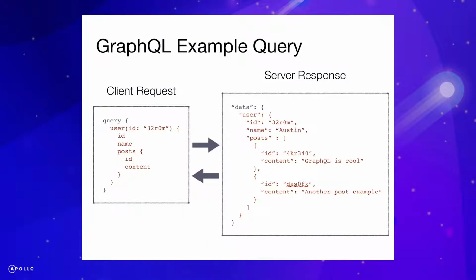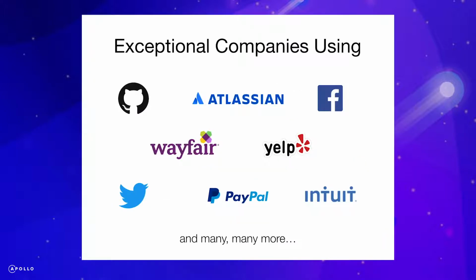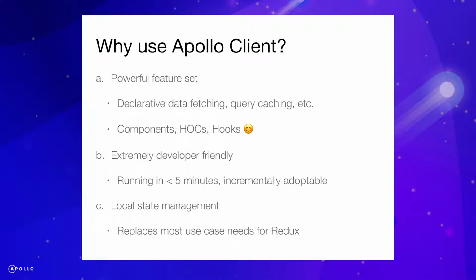Here we have an example query to retrieve a specified user by ID and the response from the server. As you can see, we get the exact data we specified in our query. Here are just a few of the companies currently using GraphQL in production. GraphQL was originally developed by Facebook and later open sourced. Hopefully you have a decent understanding of the benefits to using GraphQL.